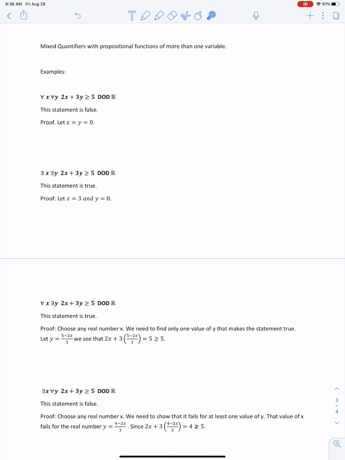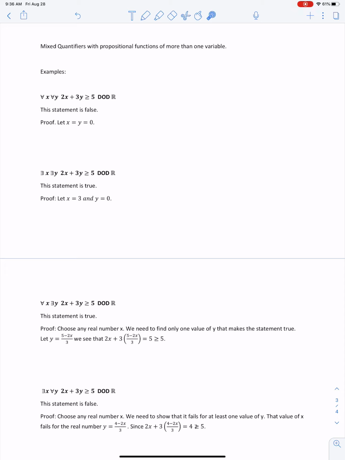All I need is one example, and I just pick let x equal y equal 0. Because when that's the case, I would get 0 is greater than or equal to 5. That's not true. There's my counterexample, and that is a rigorous proof.